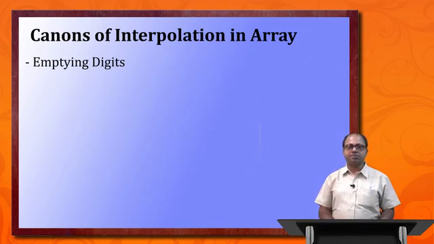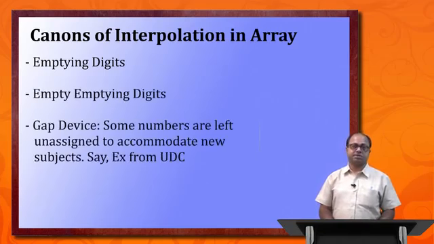KX animal husbandry, it is an emptying digit. X indicates only the interpolation, but it has no semantic value. It has only ordinal value. That is important.